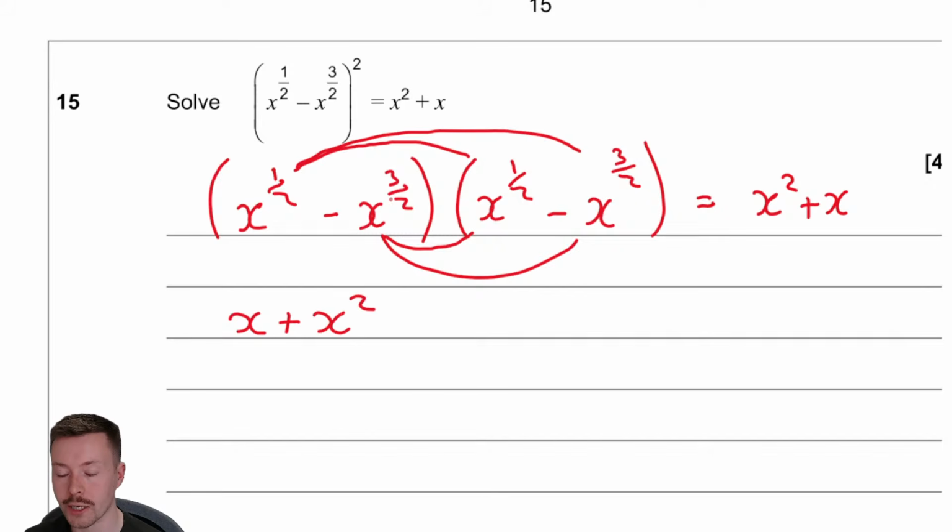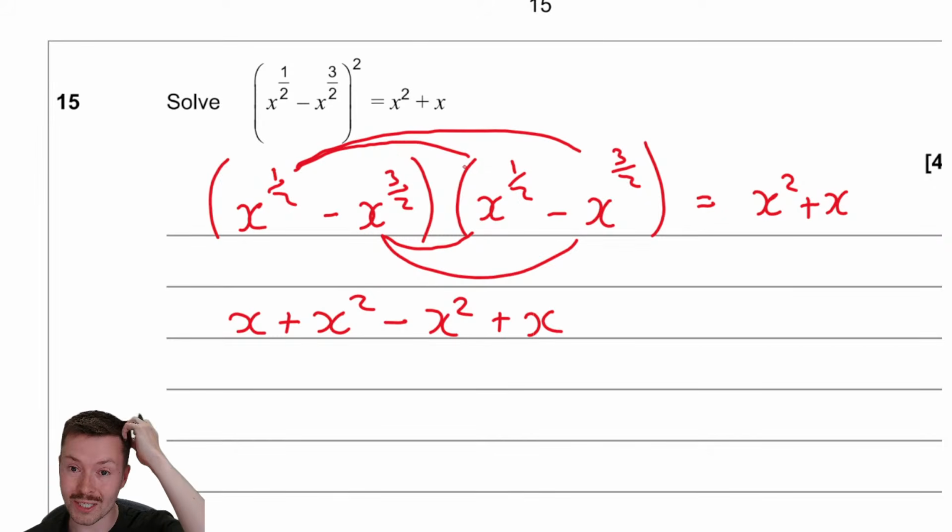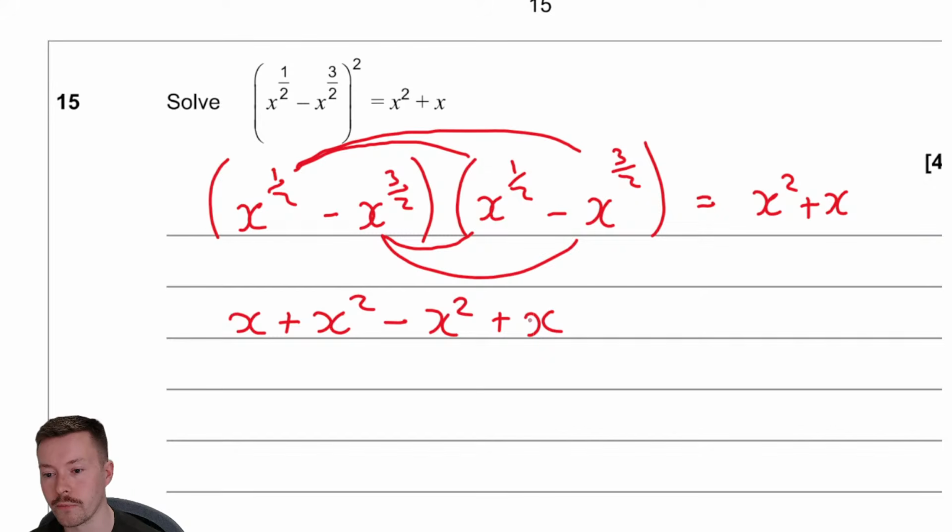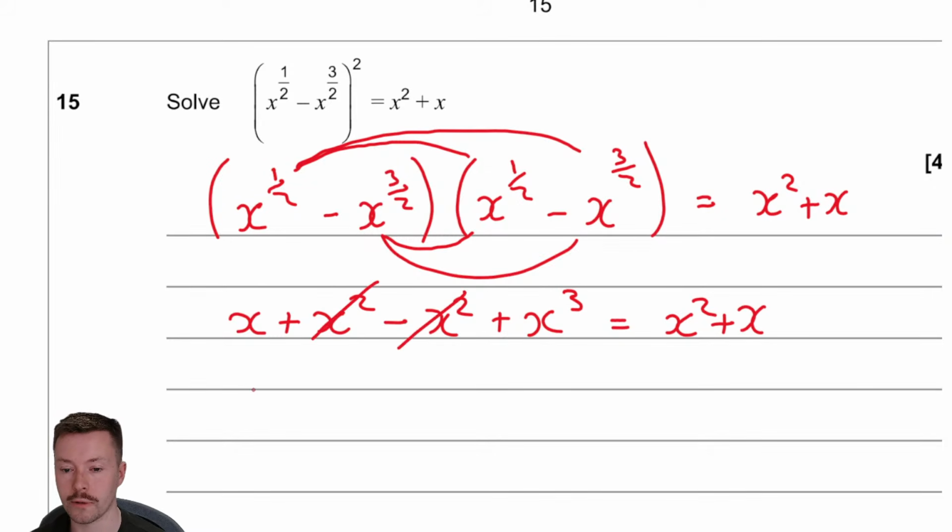Now minus x to the 3 over 2 times by x to the half. You still add your powers together. We're just going to get a negative answer because you've got a negative times a positive. So 3 over 2 add a half is 4 over 2, which is 2 again. So minus x squared. Then we get minus x to the 3 over 2 times minus x to the 3 over 2, which is positive x. 3 over 2 add 3 over 2 is 6 over 2. Now 6 over 2 is 3. So that's equal to x squared plus x. The x squareds cancel on the left hand side.